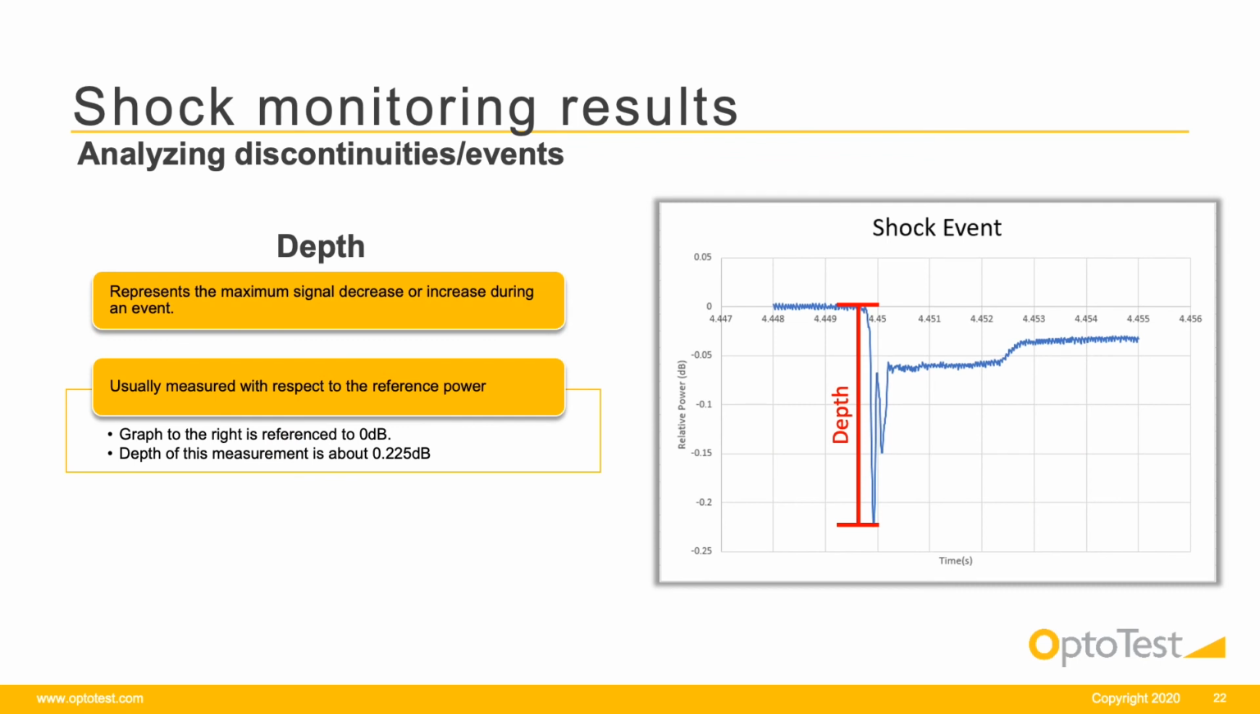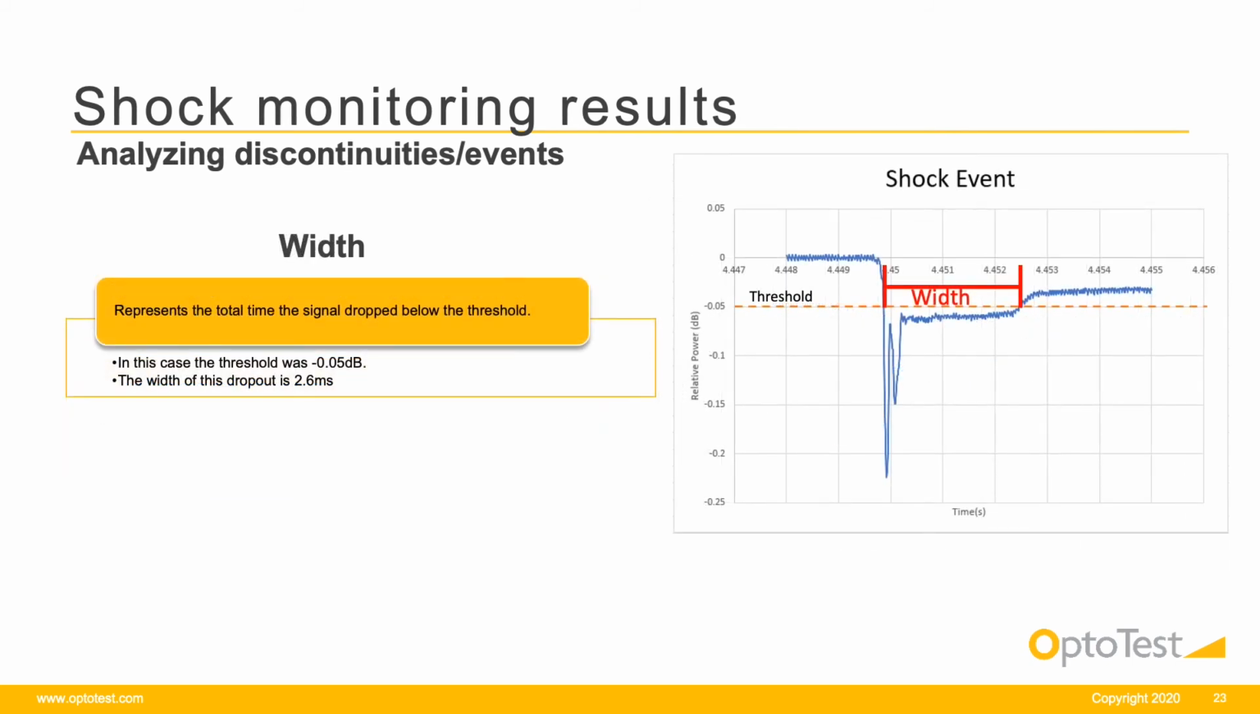The depth represents the maximum signal increase or decrease during the event. This value is usually with respect to the baseline. In this case, because we reference to 0 dB for throughput, then the depth is the maximum deviation from 0 dB. In most cases, these tests are only concerned with a reduction in signal power. On the right, the depth of the event is about 0.225 dB.